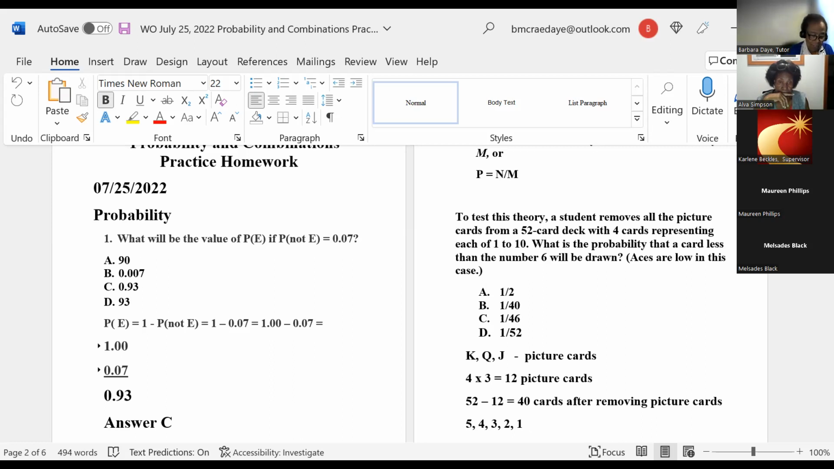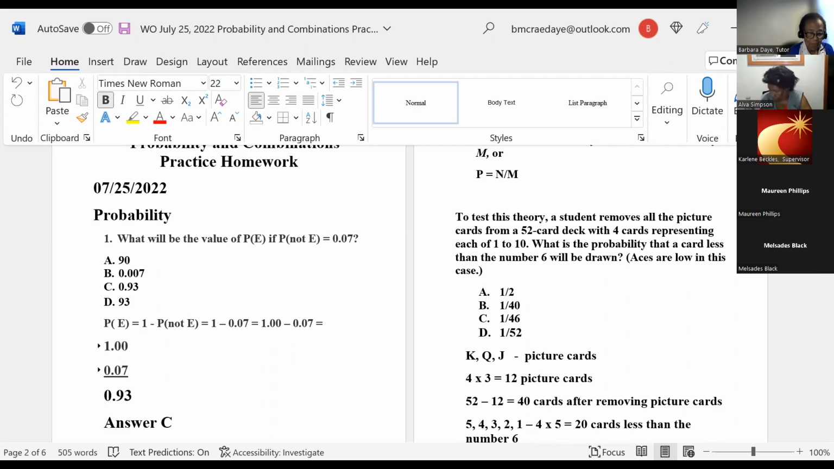And they are found in how many suits? Clubs, spades, diamonds, hearts. That's 4 suits. So you have 4 times 5 equals 20. And that would be the cards less than the number 6.